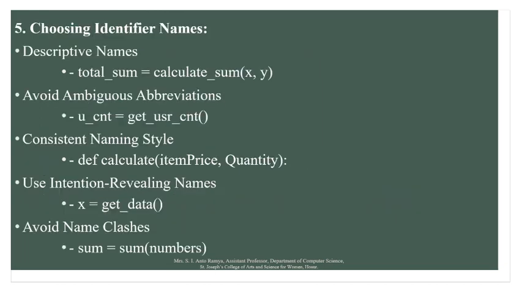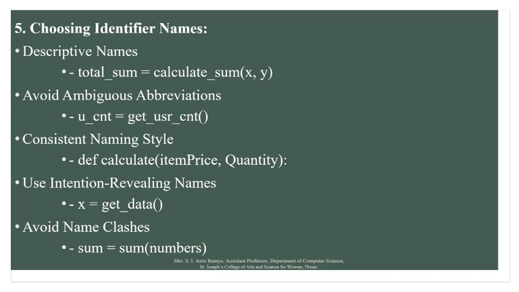Next, we are going to see about choosing identifier names. Identifiers mean the names of variables, functions, classes, methods, packages, modules, everything. First, the name should be descriptive. See the example: total_sum is equal to calculate_sum of x comma y. It tells us there is a function called calculate_sum, accepting two values x and y, and the result is stored in the variable called total_sum.